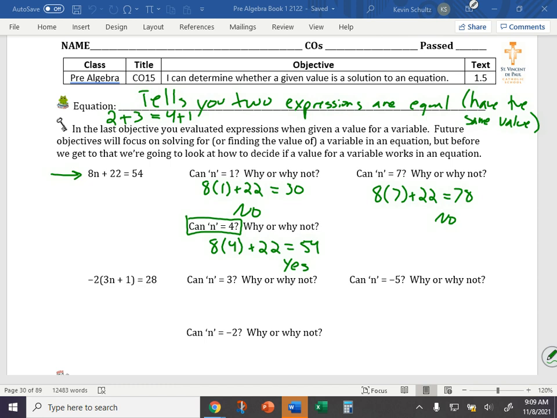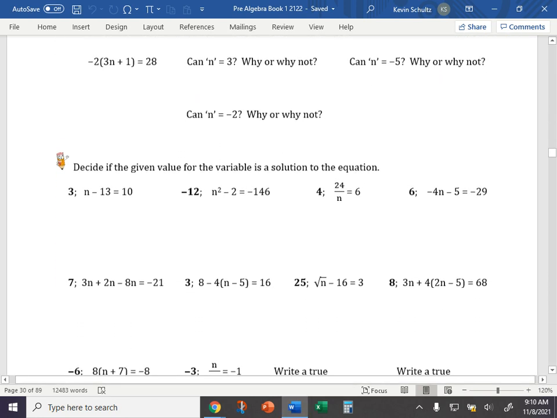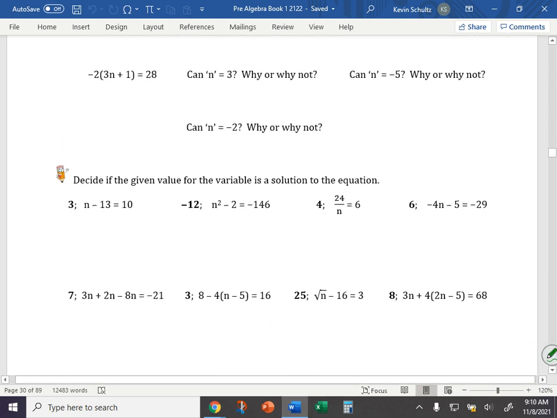Okay, the next one, -2 times (3n plus 1) equals 28. Can n be 3? We're not there yet. So, can n be 3? Notice how I rewrote the equation exactly as it was. I just replaced my n variable with the value that we're testing, 3.